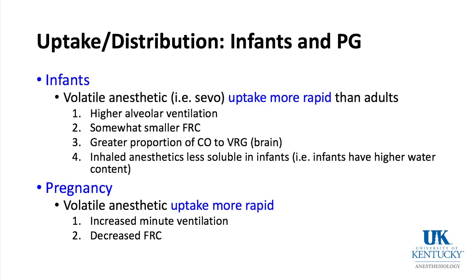In pregnancy, volatile anesthetic uptake is also more rapid. Several things: increased minute ventilation, you're breathing more, and a lower FRC speeds the onset and rate of rise of the partial pressure in the alveolus of the lungs.